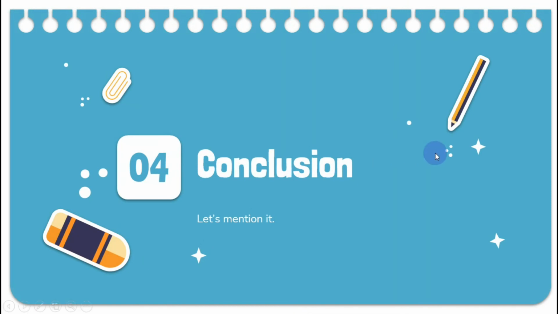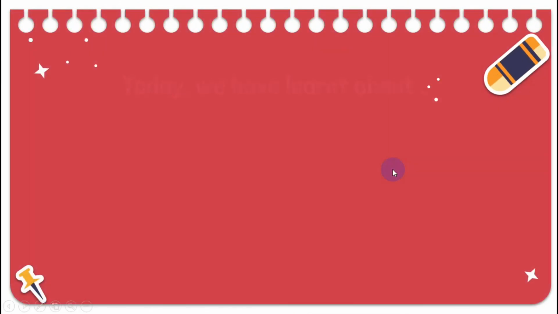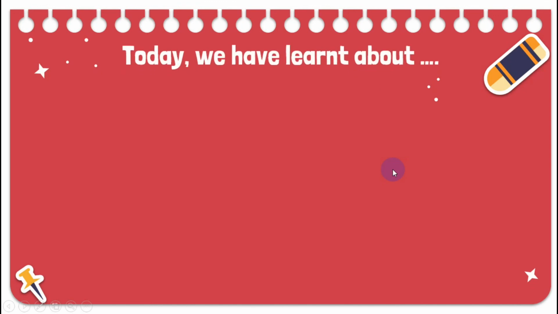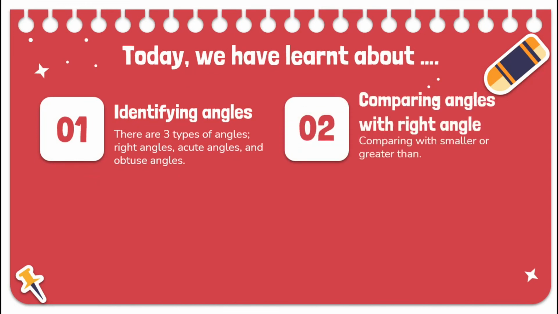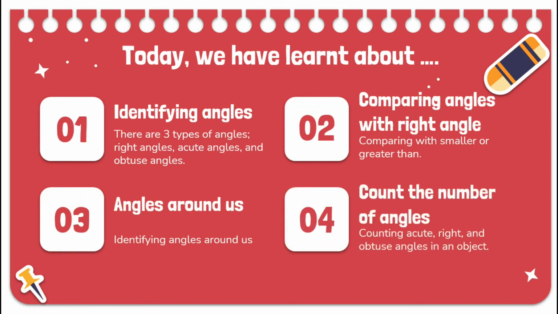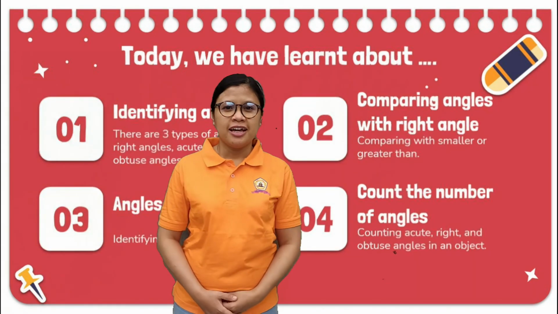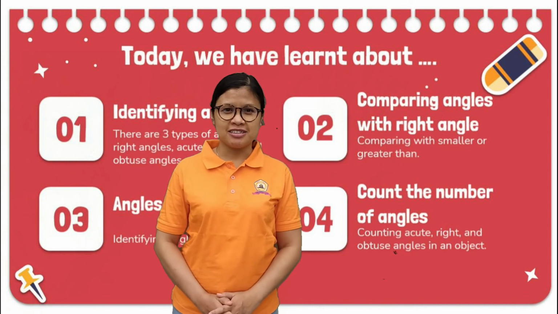Conclusion. We have learned about identifying angles, comparing angles with a right angle, angles around us, and counting the number of angles in an object. That's all about the lesson that we learned today, comparing angles.